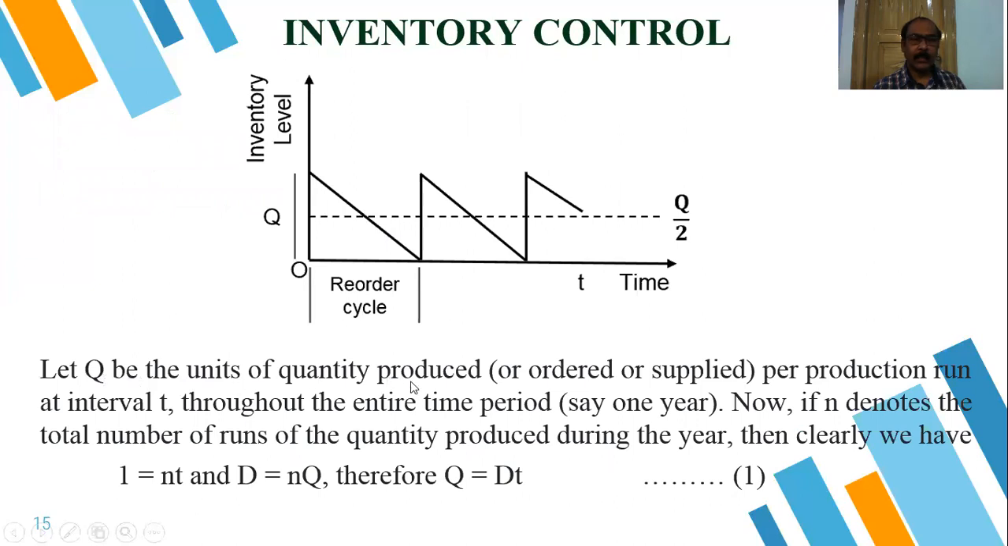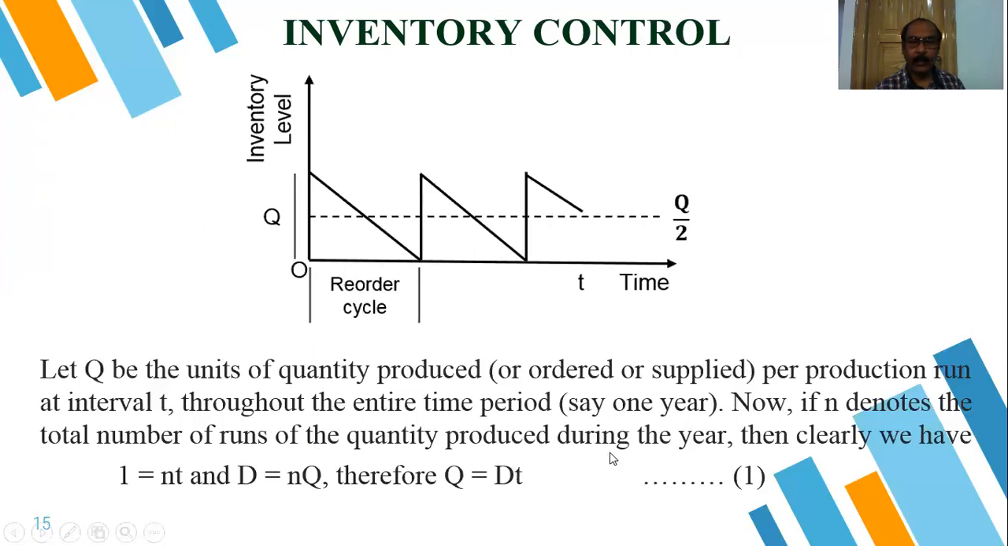Let Q be the units of the quantity produced or ordered or supplied per production run. Per production run, we are placing the Q quantity at the interval T throughout the entire time period, say 1 year. Now, if N denotes the total number of runs, that means 1, 2, 3, like that, N runs are going on. So N into T equals our 1 year.